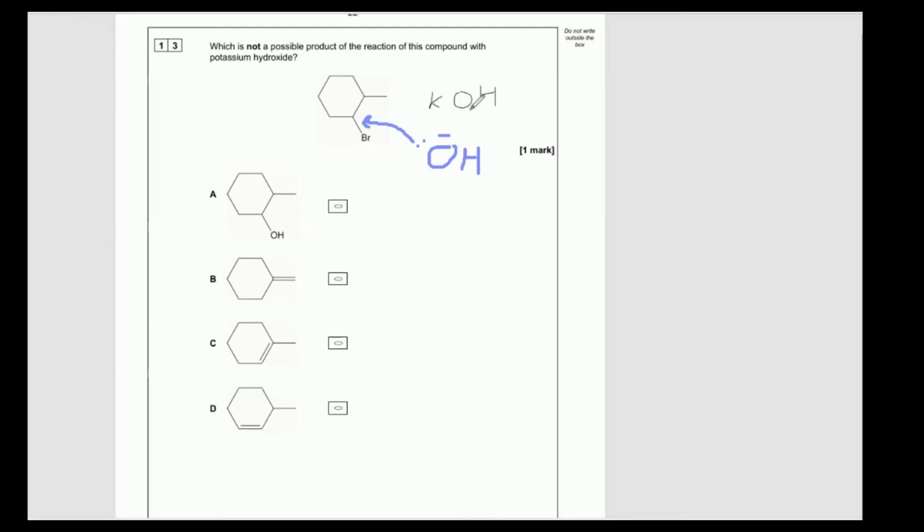The hydroxide ion's got its lone pair and its negative sign, and what that's going to do, the lone pair is going to attack that delta positive carbon atom here, and in this situation, if you just use reflux with potassium hydroxide, you're going to get nucleophilic substitution, and the OH minus ion is acting as a nucleophile. And so definitely A is a possibility from nucleophilic substitution. The answer here is B.